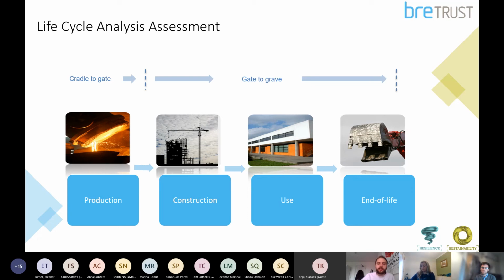So in LCA, the energy and materials used, along with the waste and pollutants produced as a consequence of a product or activity, are quantified over the whole life cycle. ISO 14040 standard refers to LCA as the collection and assessment of the inputs and outputs of any potential environmental impacts caused by the product system throughout its life cycle.